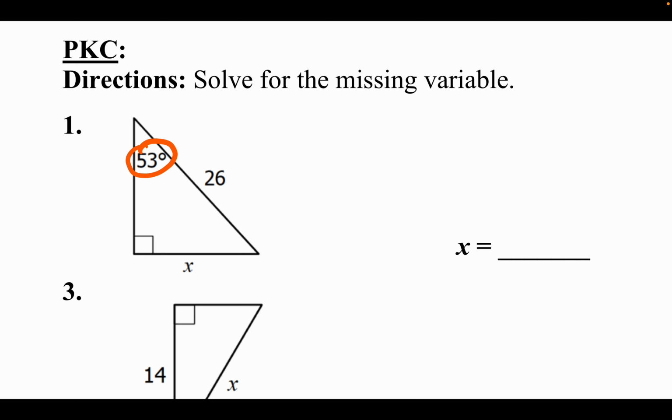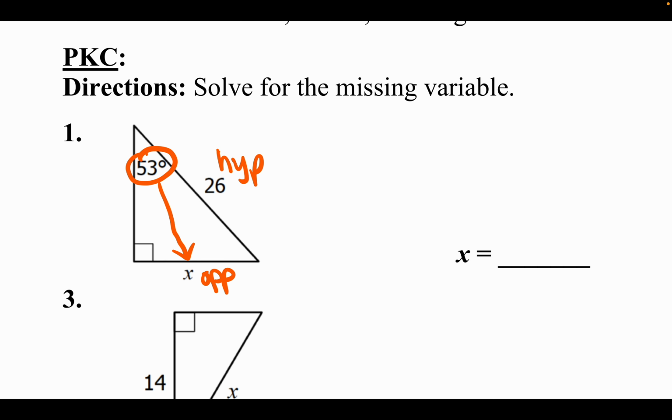53 is our reference angle. So across from your reference angle is always your opposite side. Across from your right angle is your hypotenuse. And the last side that's touching your angle is your adjacent. But since there's no measurements there, I'm not even going to write that down. So this is a sine problem because it's O and H.